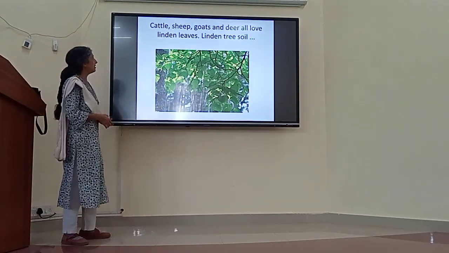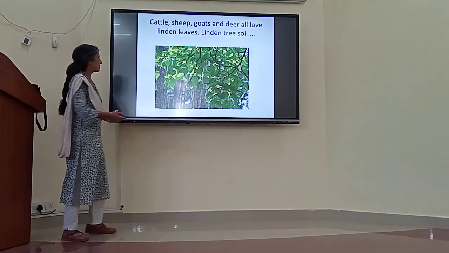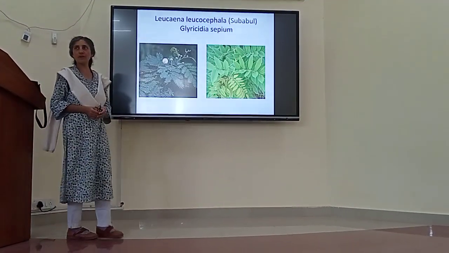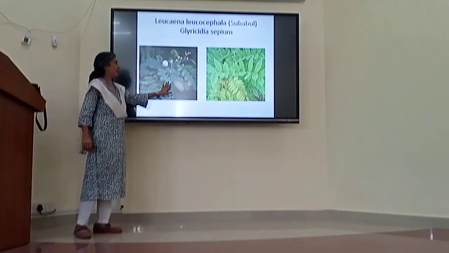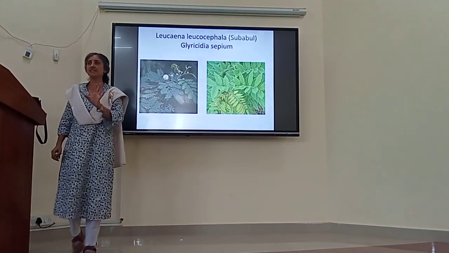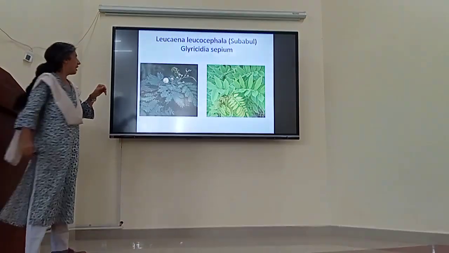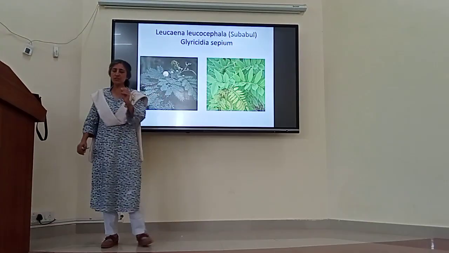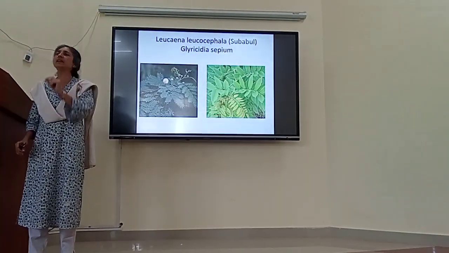Then cattle, sheep, goats and deer all love linden leaves. So you have some linden leaves also. Then we go to the next. This is also another fodder species. You can see for yourself Leucaena leucocephala, which is called subabul. In common usage, everyone understands it as subabul, but its scientific name is Leucaena leucocephala. Leucaena has beautiful flowers which are light pink in color, whitish pink.